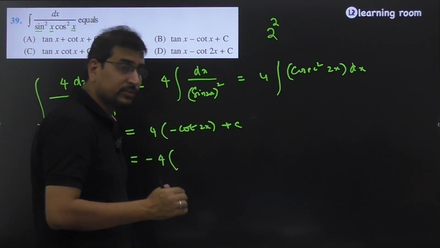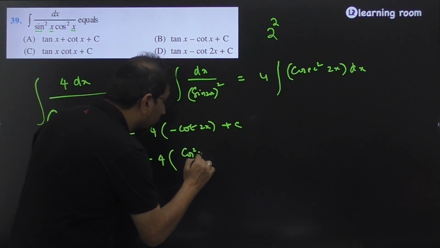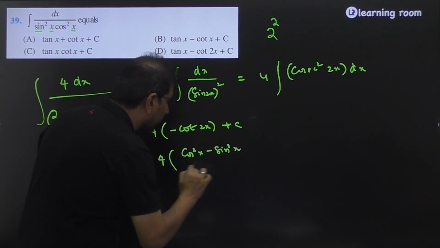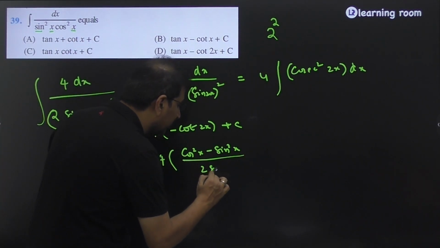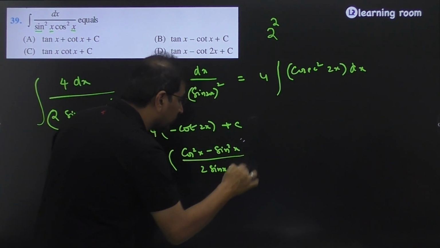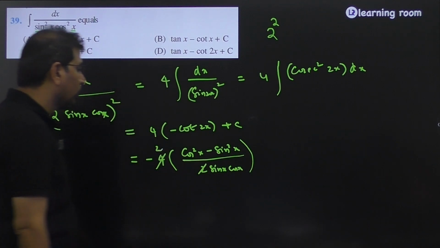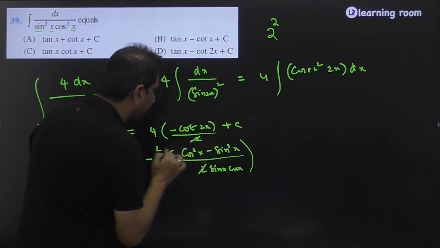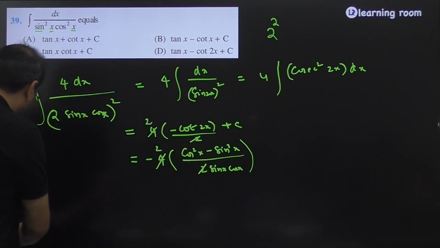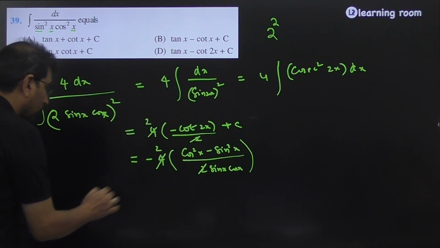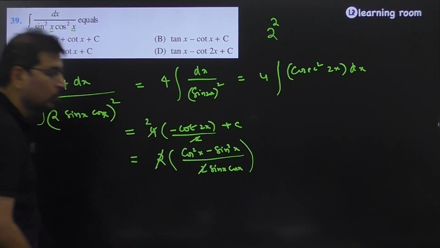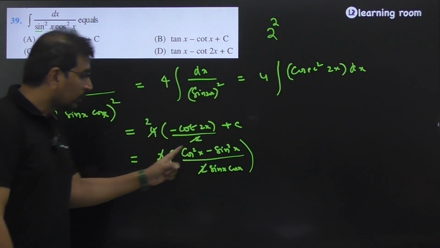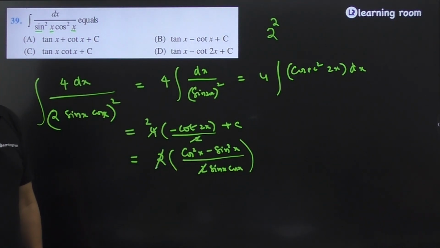So what is cos 2x? It is cos square x minus sin square x, divided by the denominator sin 2x. We have only one formula for it, which is 2 sin x cos x. So minus cot 2x divided by 2. So 2 will cancel this 4 two times. So what you have is a 2 here, so 2 and 2 will get cancelled. So cos square x minus sin square x by sin x into cos x.